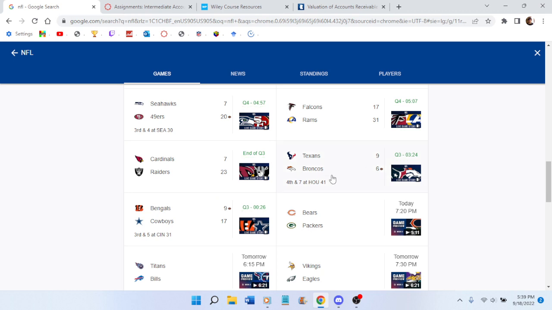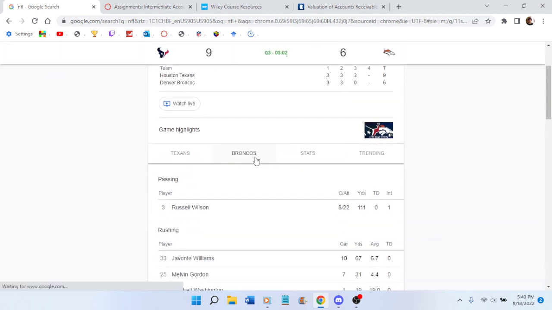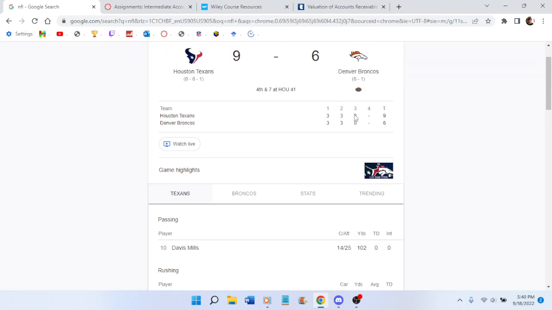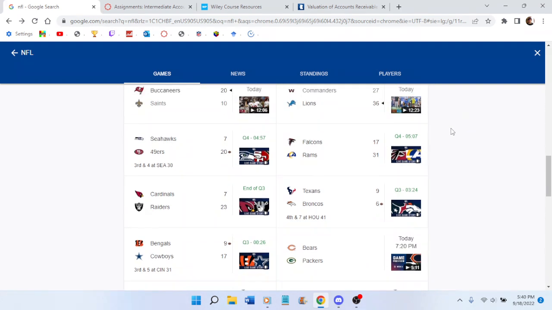The Texans, Broncos. Oh my gosh, what is going on with the Broncos? I just realized they're supposed to be a really good team, and you're failing against the Texans. How? What is going on here? I mean, the Texans aren't doing very well either. They're just scoring a bunch of field goals. That's all they've been doing this whole game. What is up?